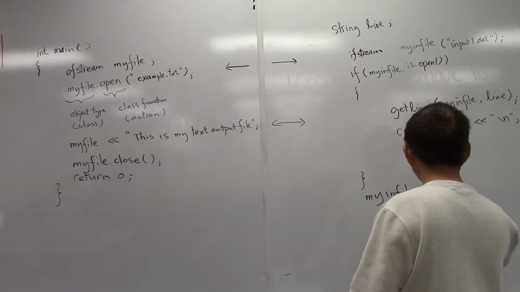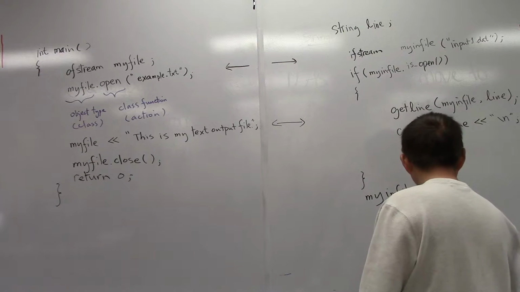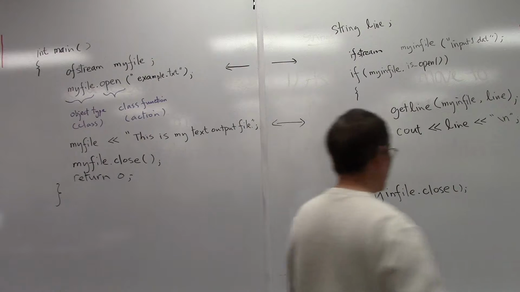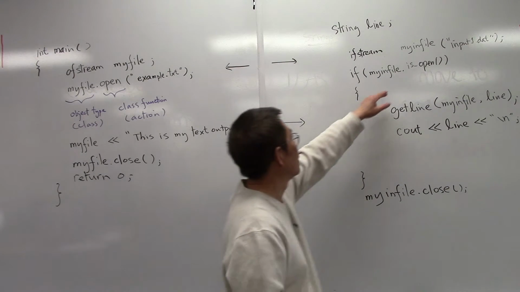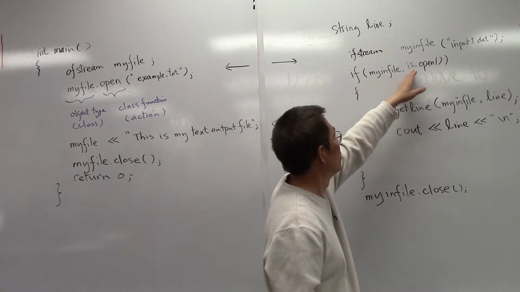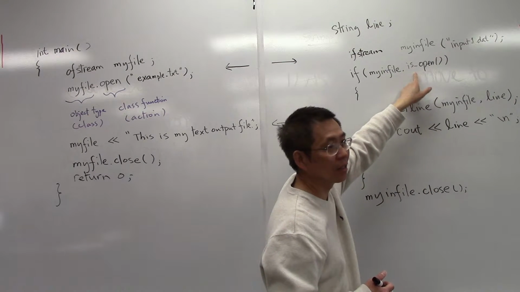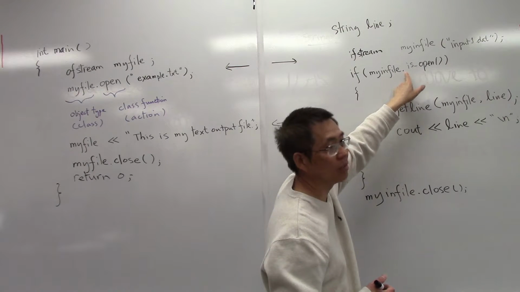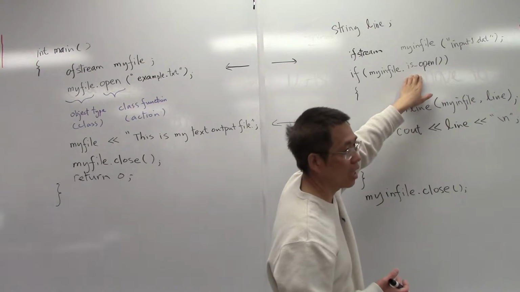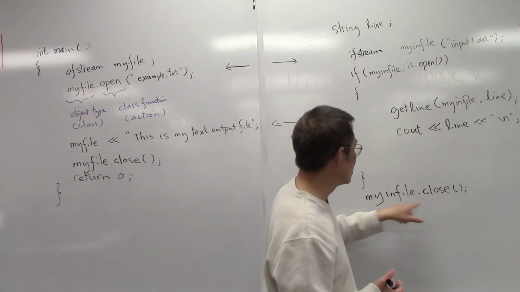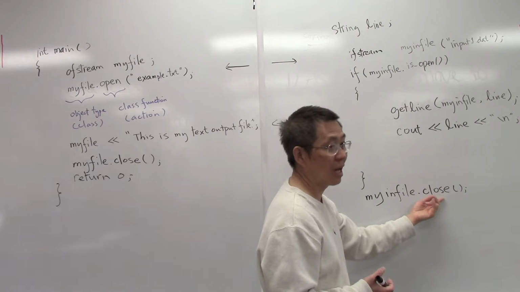dot close parenthesis semicolon. Now remember I mentioned if this is an object, a thing, dot and the description behind a dot means an action. So this is check whether the file is open or not. This one is close this file. These are called member functions and class functions.